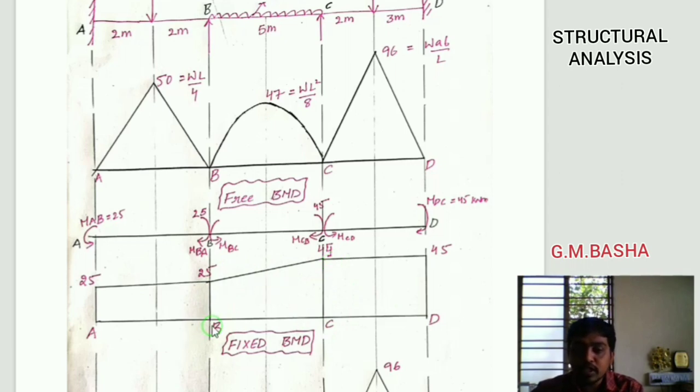So at the B position, BA and BC, the sum of the moments at a particular joint will be 0. So that is the reason you will get this point, minus 25 plus 25, will be the same here. At the joints, always remember that point also.